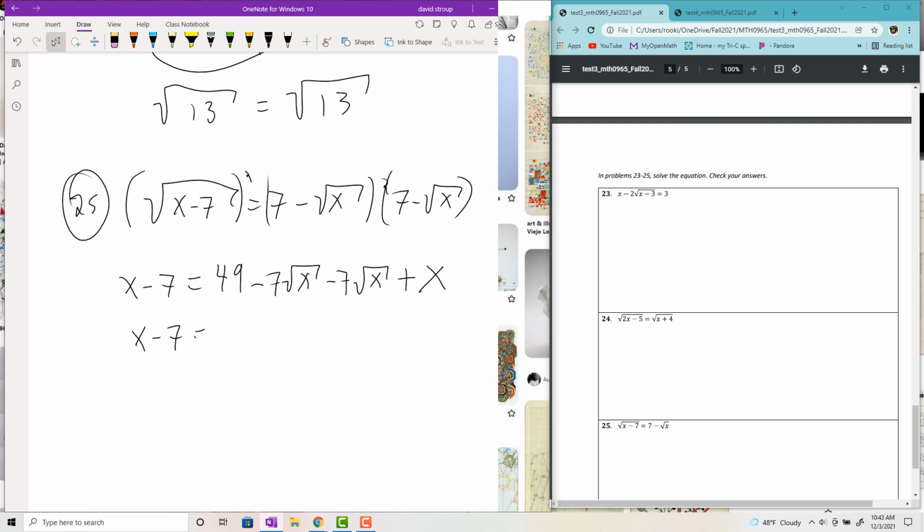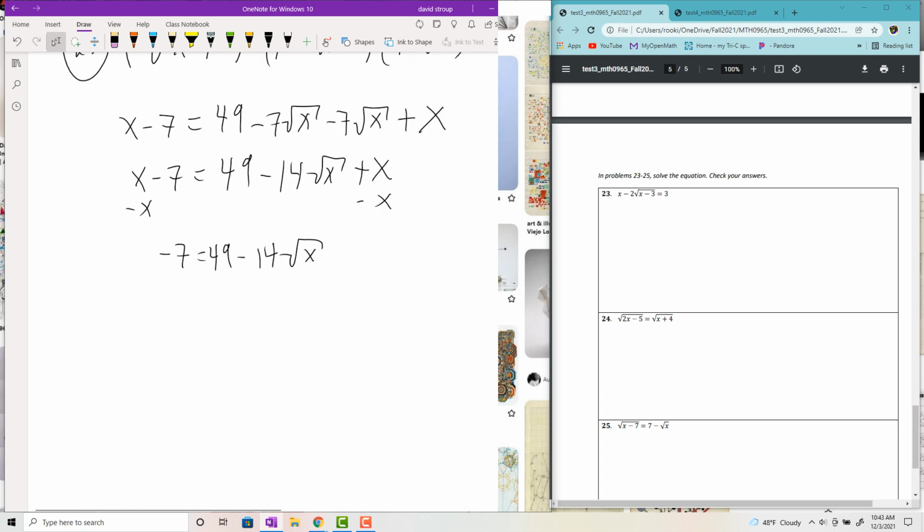Simplify. So I get 49 minus 14 square root x plus x. If you move the x over, the x's will cancel. So you'll just have negative 7 equals 49 minus 14 square root x. I'm going to move the 14 square root x to the left. So I have 14 square root x. Move the 7 to the right.